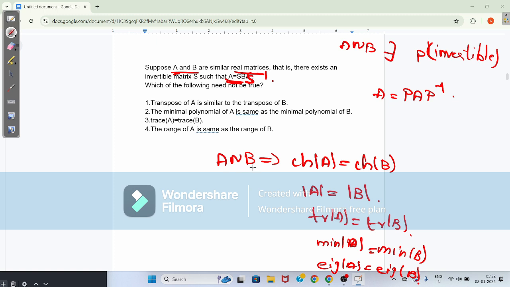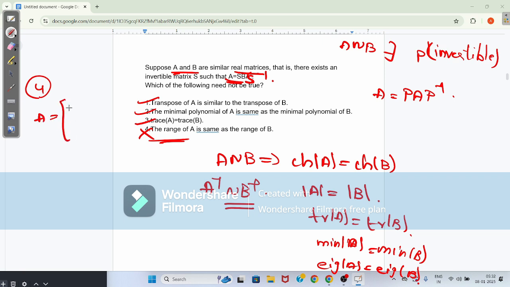If A is similar to B, it means A transpose is also similar to B transpose here. So transpose of A is similar to B transpose, this is a correct statement. Minimal polynomial of A, this is also a correct statement. So this is the wrong option here. Consider checking the value of 4 here.